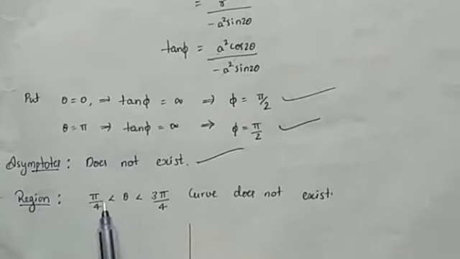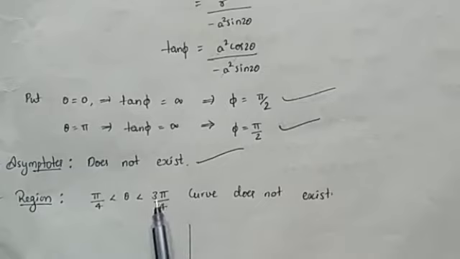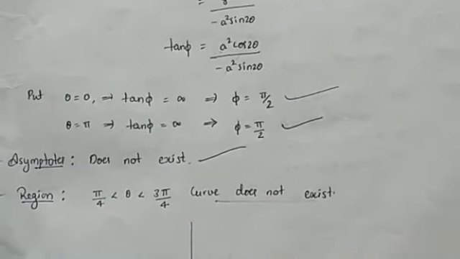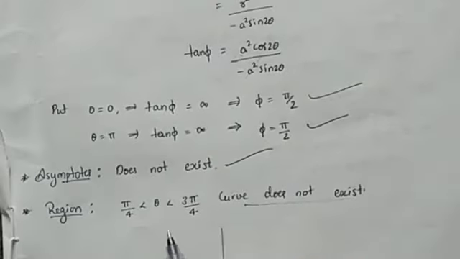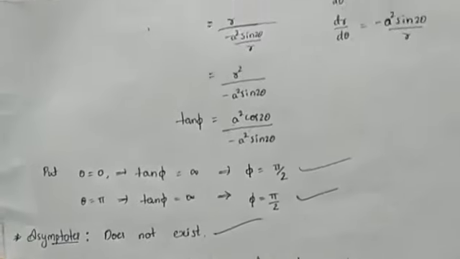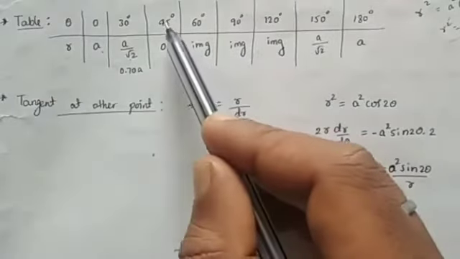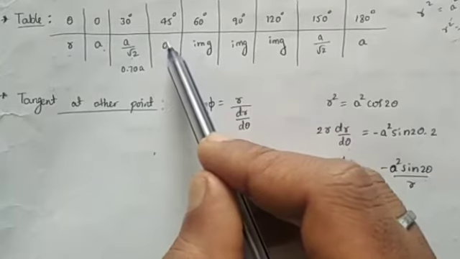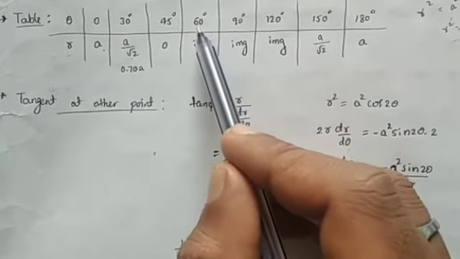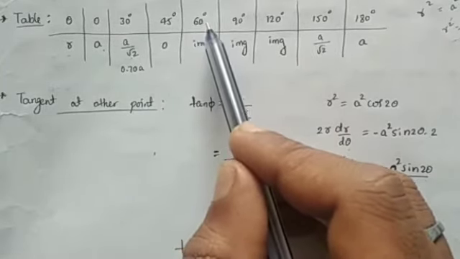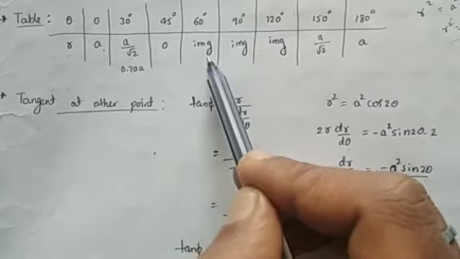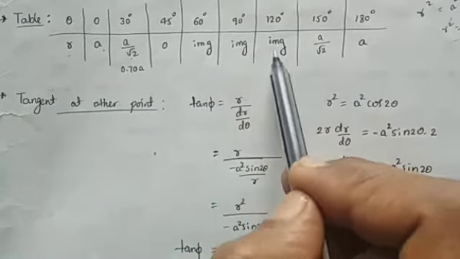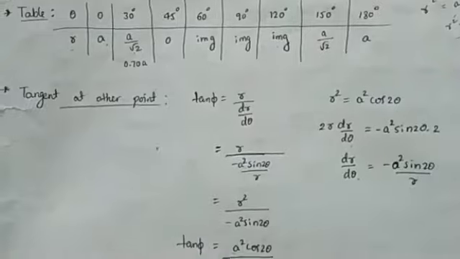The next one is the region. The theta value lies between pi by 4 and 3 pi by 4. The curve does not exist because the curve is imaginary. Look here: at theta equal to 45 degrees, the r value is 0, and at theta equal to 60 degrees, the r is imaginary, and also at 90 degrees, 120 degrees, 135 degrees.